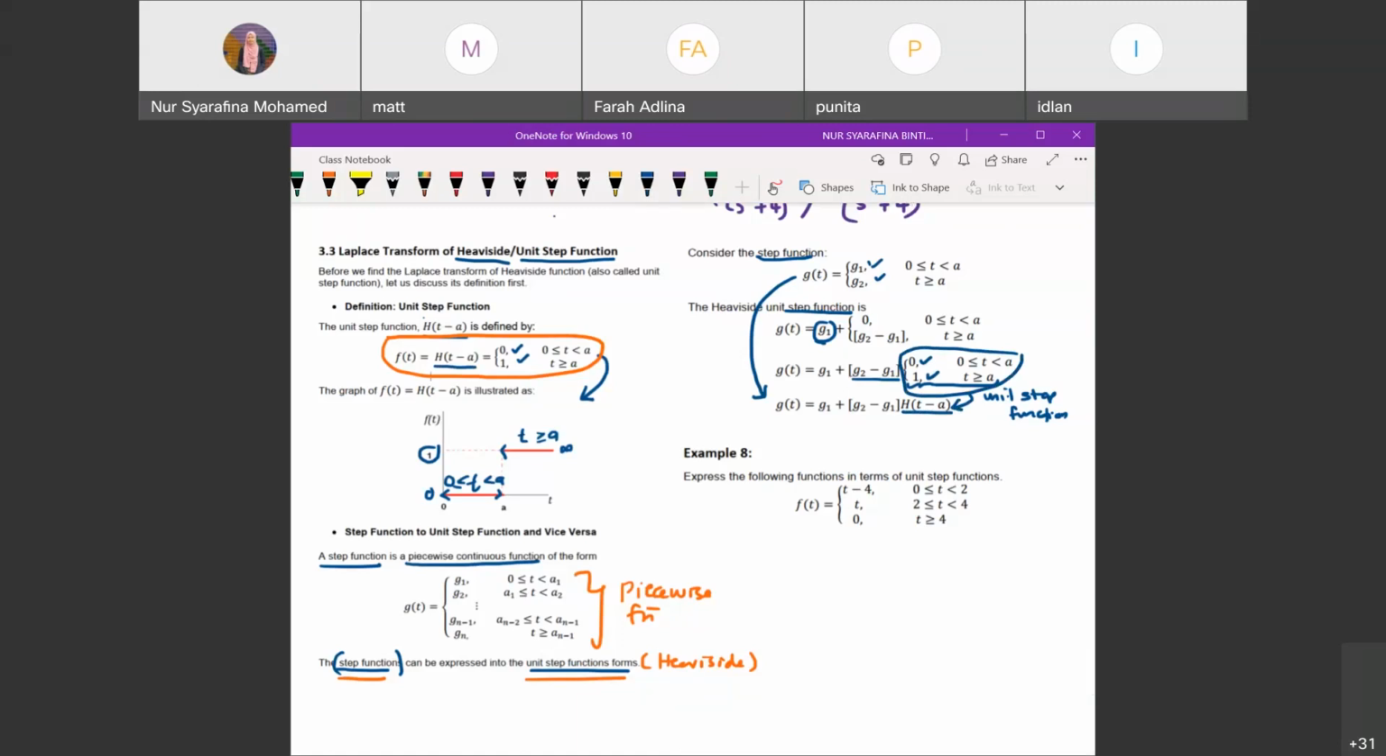Anyone has question on how to convert? Faham tak? Any question? Understand?